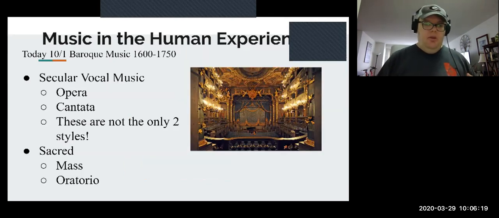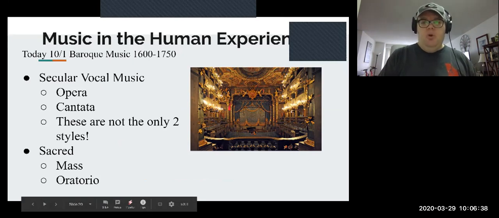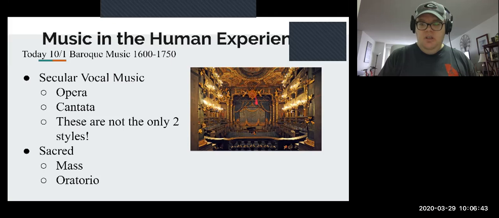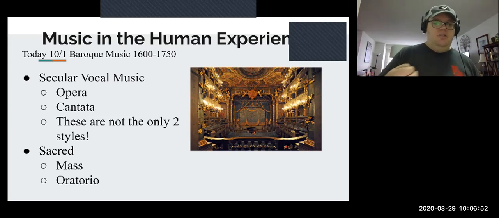So, secular vocal music, the opera and cantata is what we're going to look at. Now, these are not the only two styles, and in sacred, we're going to look at the mass and the oratorio. So, by the way, this is another instance of a Baroque opera house. Again, you can look at all the gold on the ceilings, all the different decorations, the painting, all that. So again, architecture, very, very ornate, very decorative, and we're going to see this in our Baroque music.